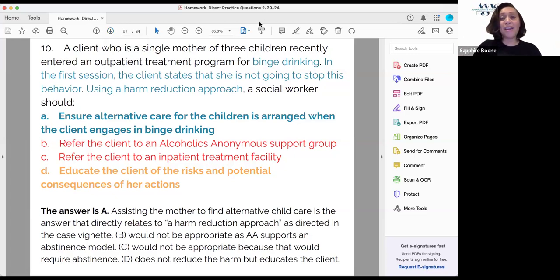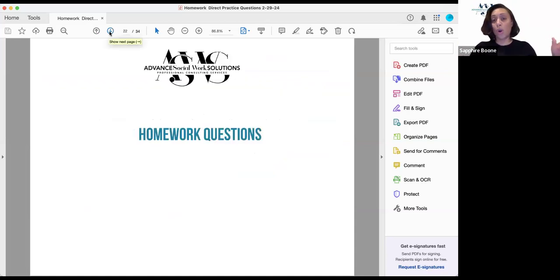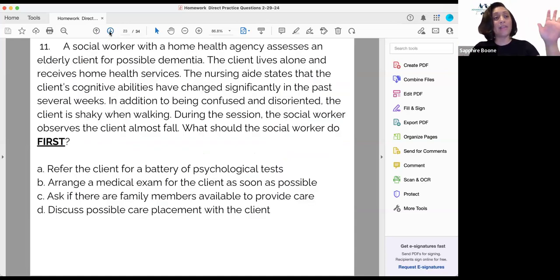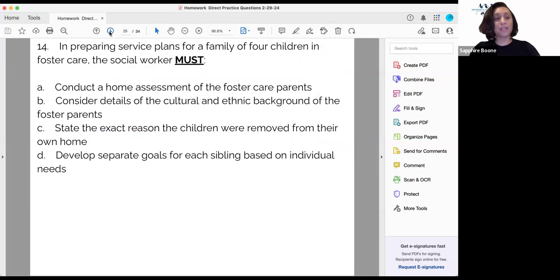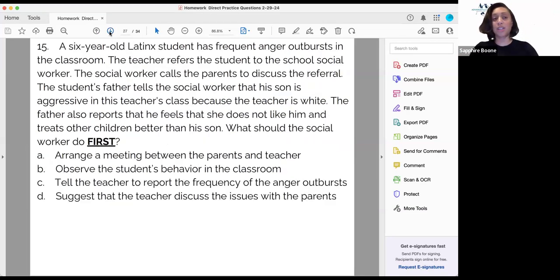That is the end of our questions. On page 22, start your homework questions. There are 10, right in a row, so you can just keep clicking and do your questions for homework. This week, I want you to continue to review. We are going to have a two-week break, so the next class won't be until March 14th. That's on purpose, to get you to catch up.